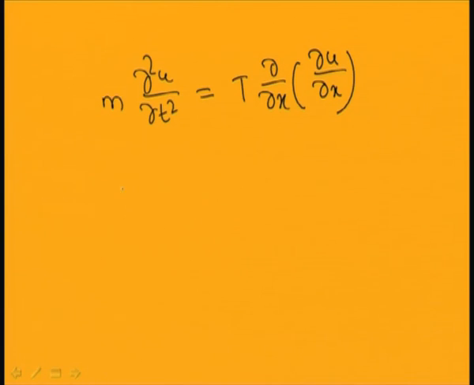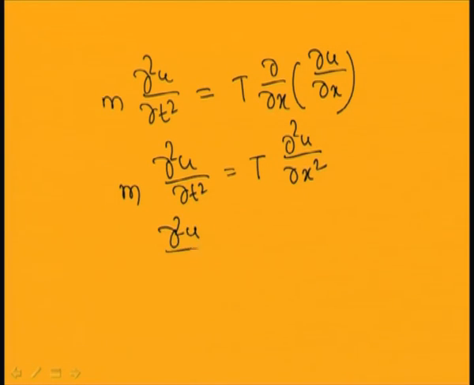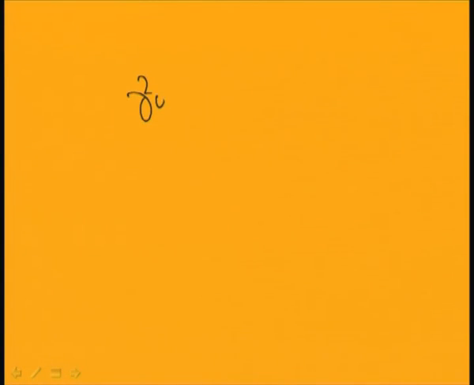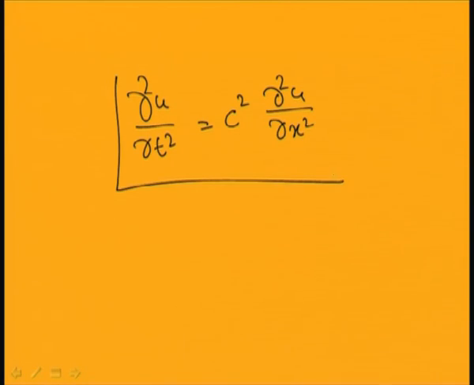So now I can write this equation in this form. So m del square u by del t square equal to T into del square u by del x square, or I can write this equation as del square u by del t square equal to T by m del square u by del x square, or this equation also can be written in this form: del square u by del t square equal to c square into del square u by del x square. This is a famous equation and it is known as the wave equation.